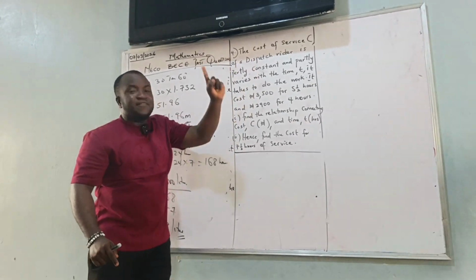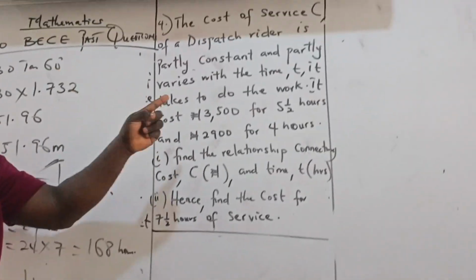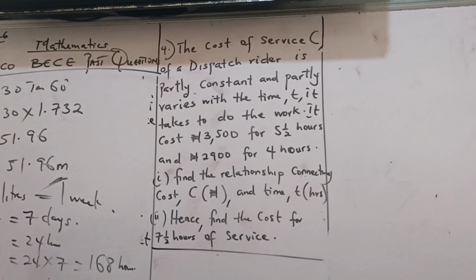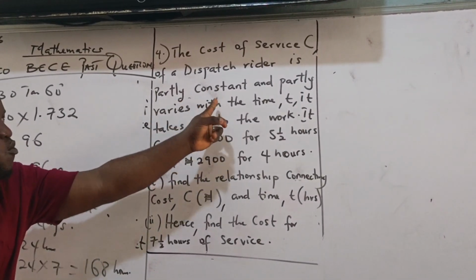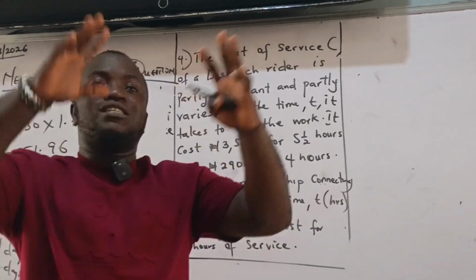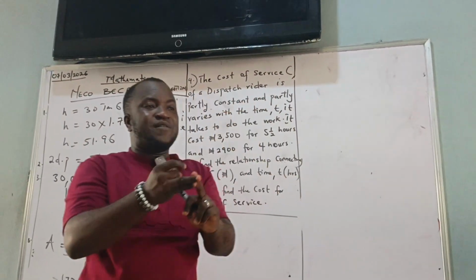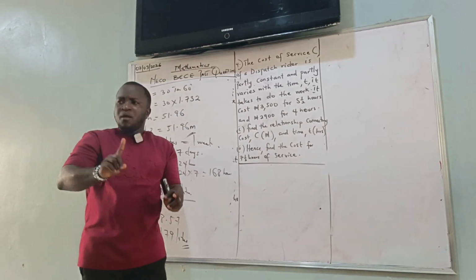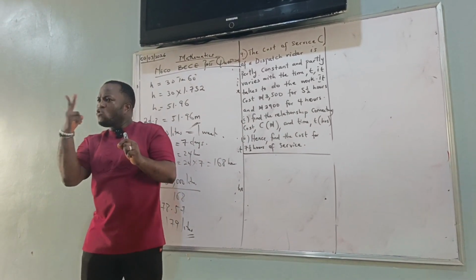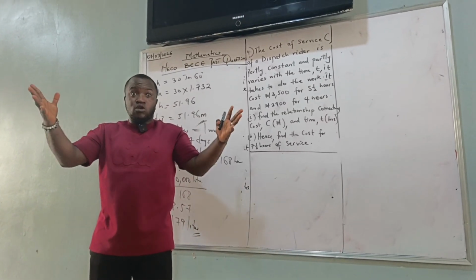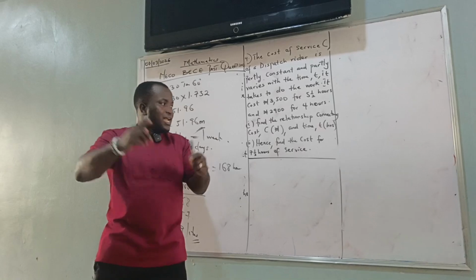The cost of service C of a dispatch rider is partly constant and partly varies with the time t. Now, in partial variation, in all the types of variation, direct, inverse, joint, we only have one constant, which is constant k. But in partial variation, we have two constants. And at the end of the day, we are going to have a simultaneous equation to get the two constants. So what are you going to do?